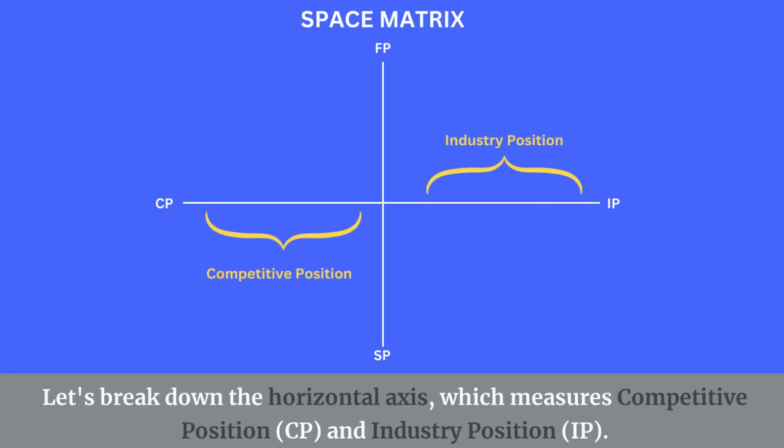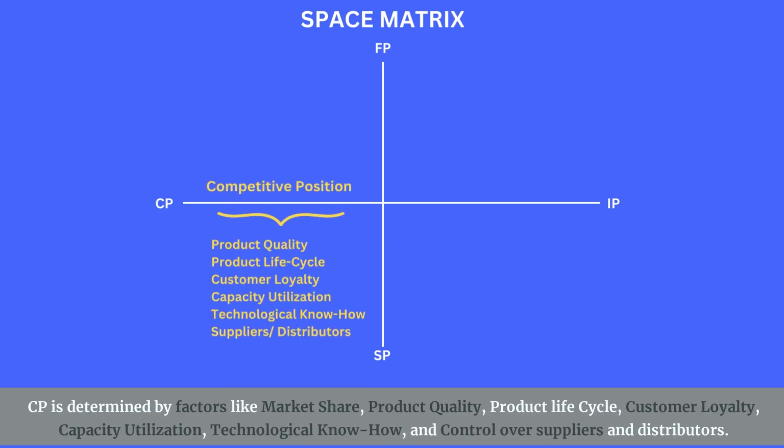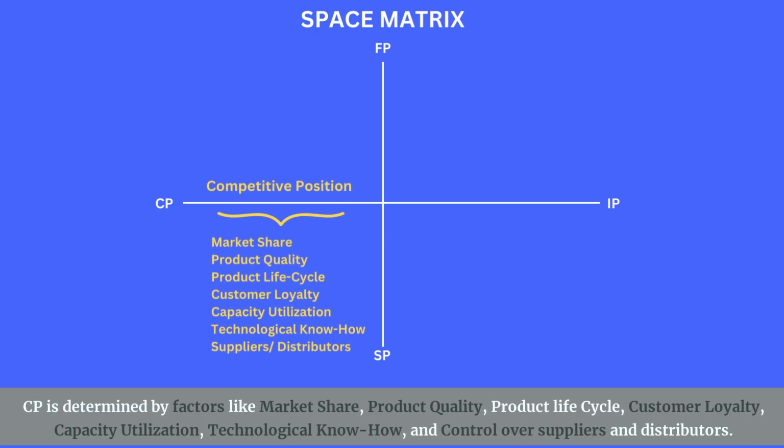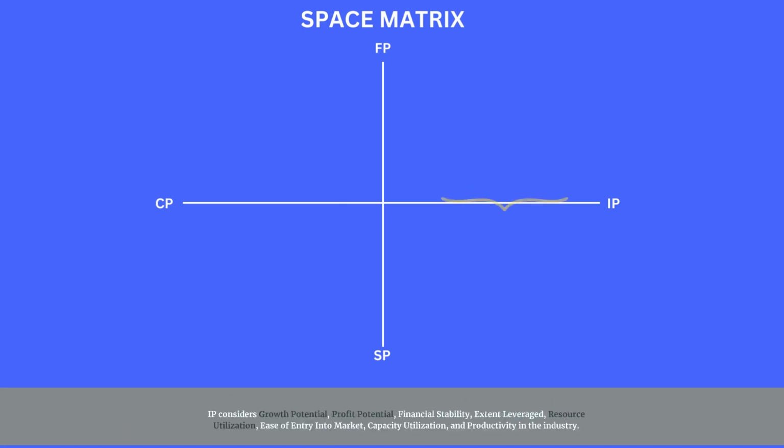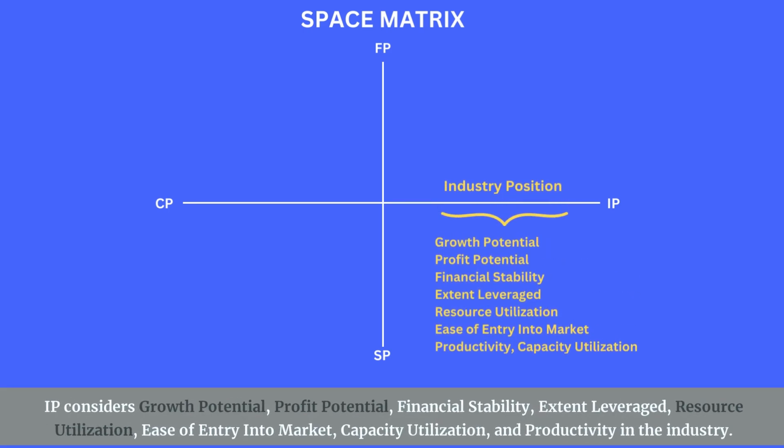Let's break down the horizontal axis, which measures competitive position, CP, and industry position, IP. CP is determined by factors like market share, product quality, product life cycle, customer loyalty, capacity utilization, technological know-how, and control over suppliers and distributors. IP considers growth potential, profit potential, financial stability, extent of leverage, resource utilization, ease of entry into market, capacity utilization, and productivity in the industry.